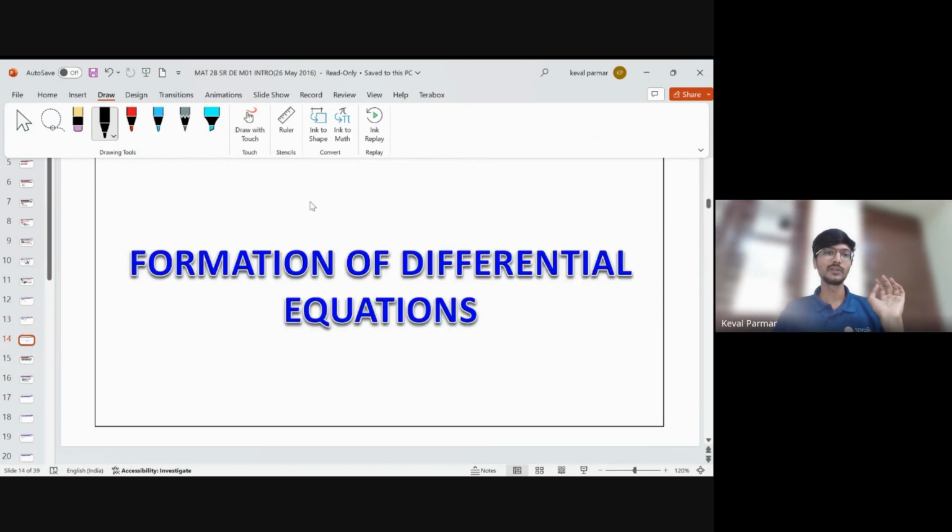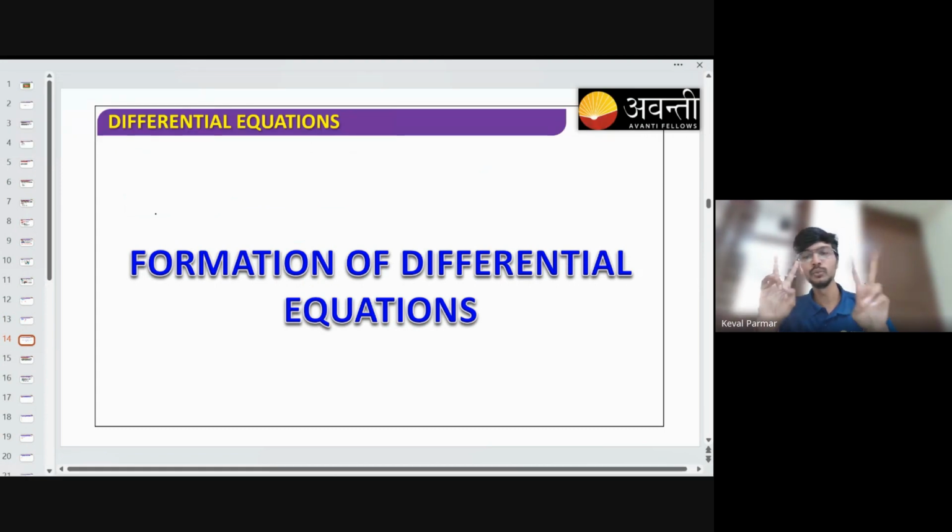So what were we going to do today? We were going to do 2 things. First was order and degree, and the second was formation of differential equation. We have seen the basic questions and basic concepts of order and degree. We will do the questions simultaneously after I explain the formation of differential equation. Got it?